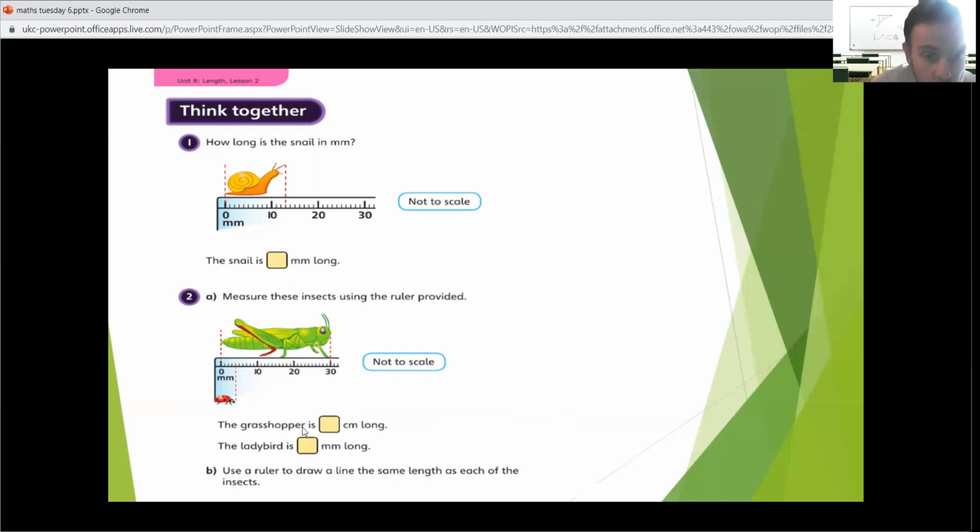There you go. Next one, the ladybird. They do want millimeters, probably because it's so small. So let's have a look. Quite hard because it's small, but 1, 2, 3, 4. 4 millimeters for the ladybird. All right, only a small one. So, yeah, and for B, you could draw a line to go with them. If you did that as well, brilliant, well done.